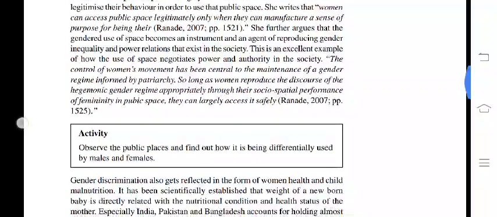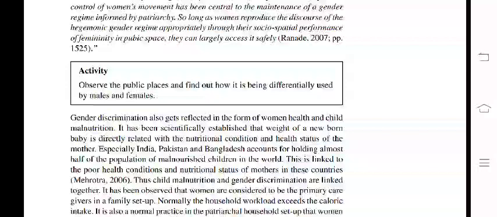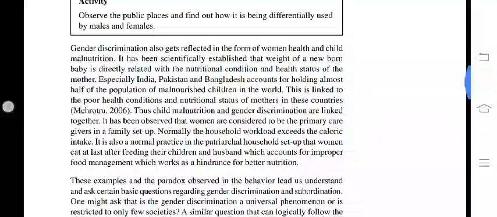Ranade, 2007. Activity: observe public places and find out how they are being differentially used by males and females.